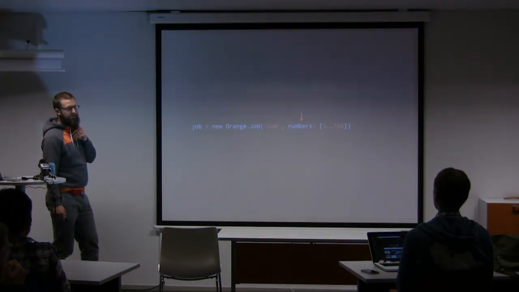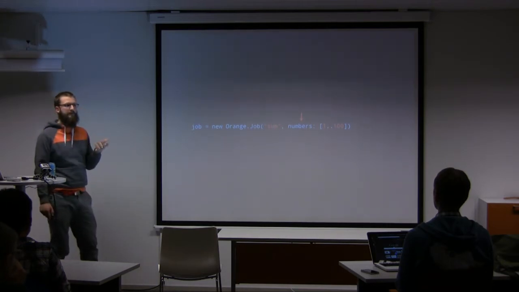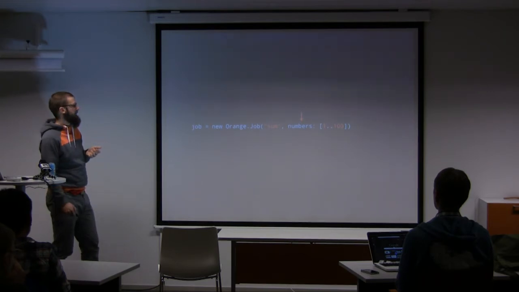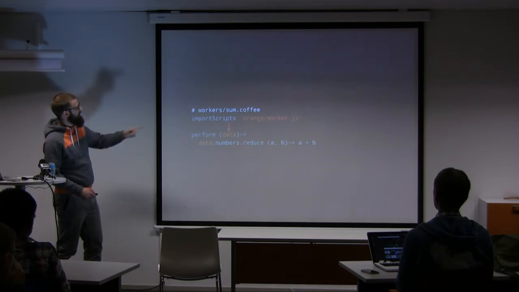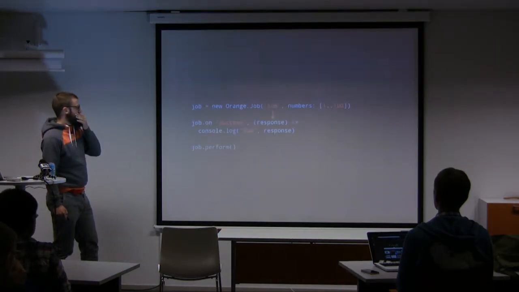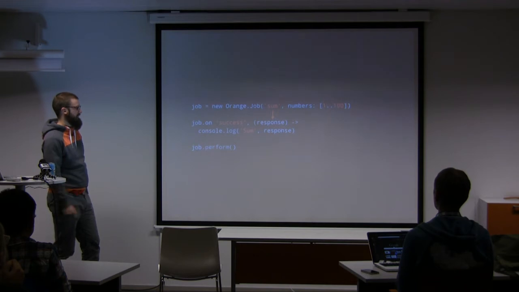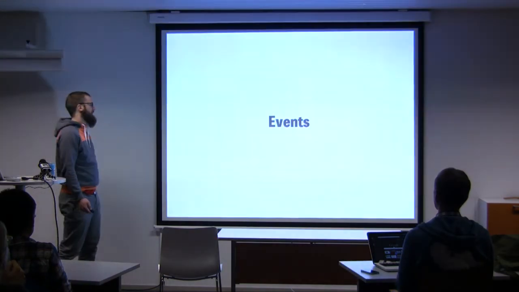You create a new job that's now happening in the main thread. You give it a job type. This will identify the worker that you have. If you remember, here is the worker name that you have to define. And then you pass on some data. And once you are all set up, you call perform on the job. And then we have a little bit of event listening to see when the job is done, and there's a bunch more of these. That's all you have to do in the simplest form.